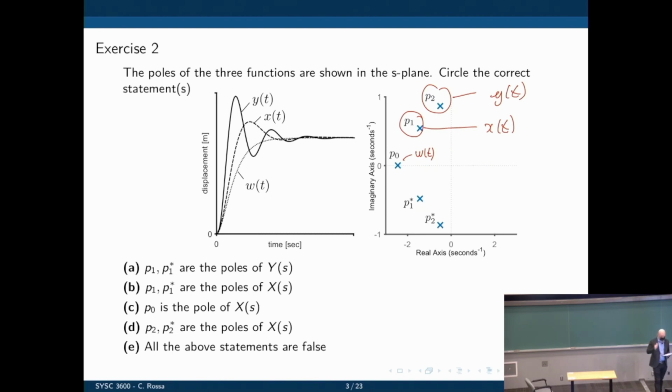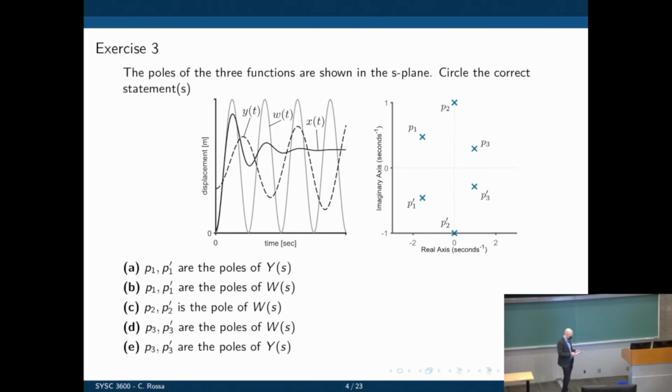So if P0 is W, P1 is X, P2 is Y, which one of these statements is correct? We only have P0. No, P0 is, well, which ones are correct? P0 is Y of t. I think the only one that is correct is B. Yeah, so I think it's showing. I think that's the only one that is right? There's only one correct statement.